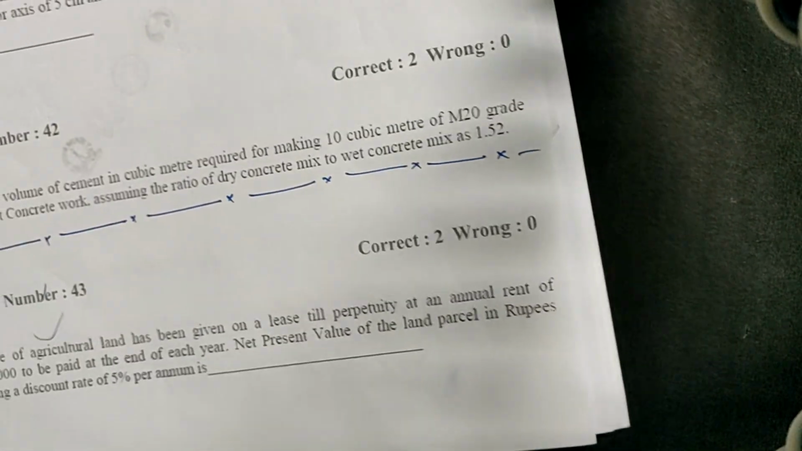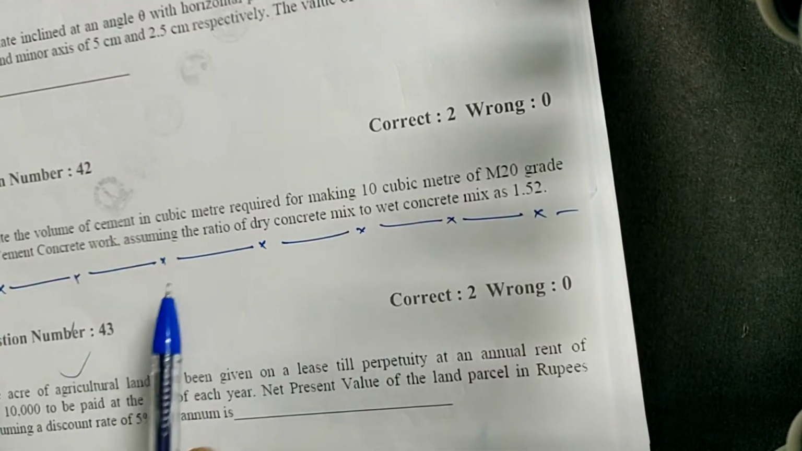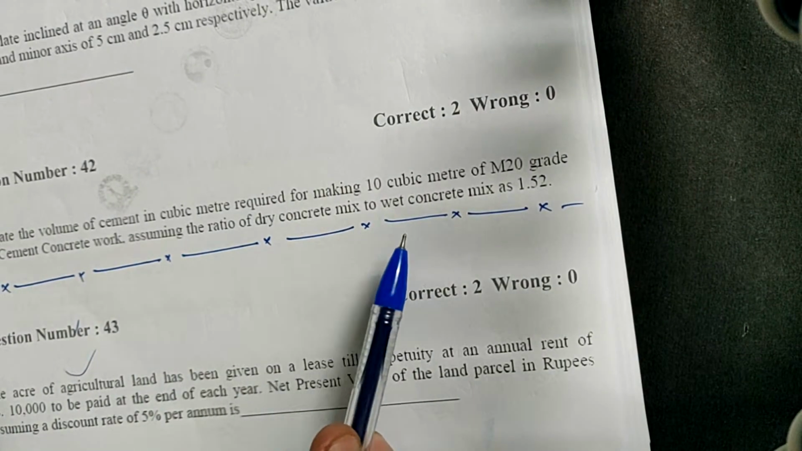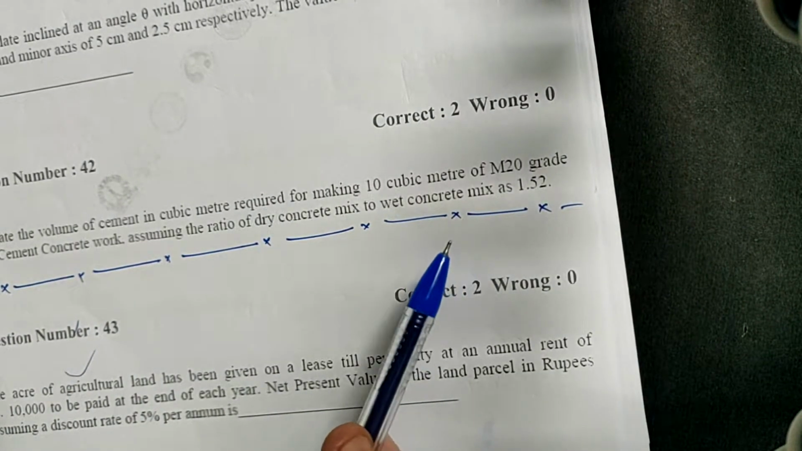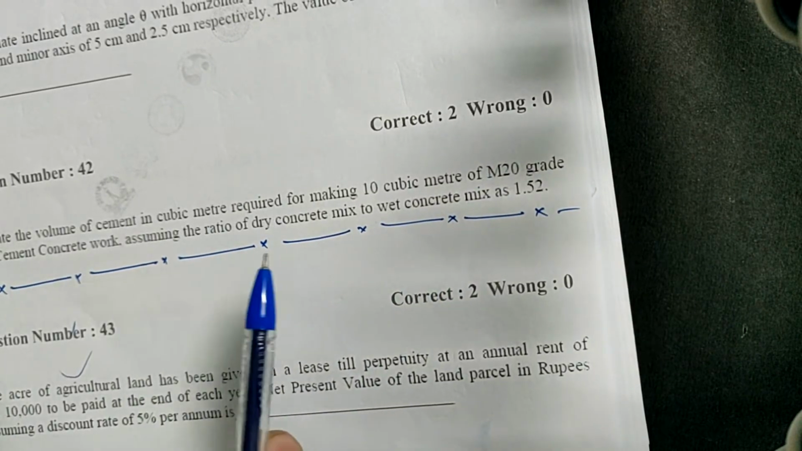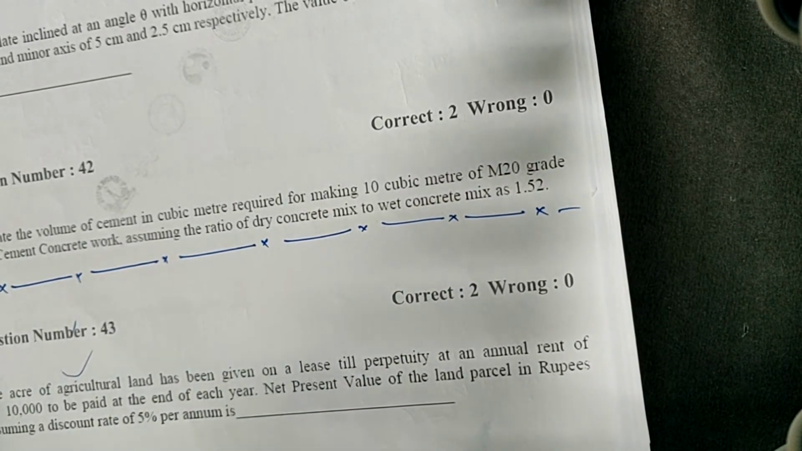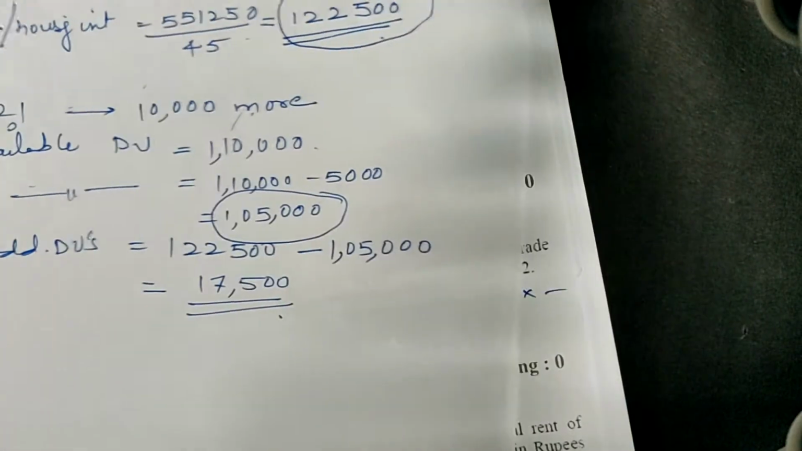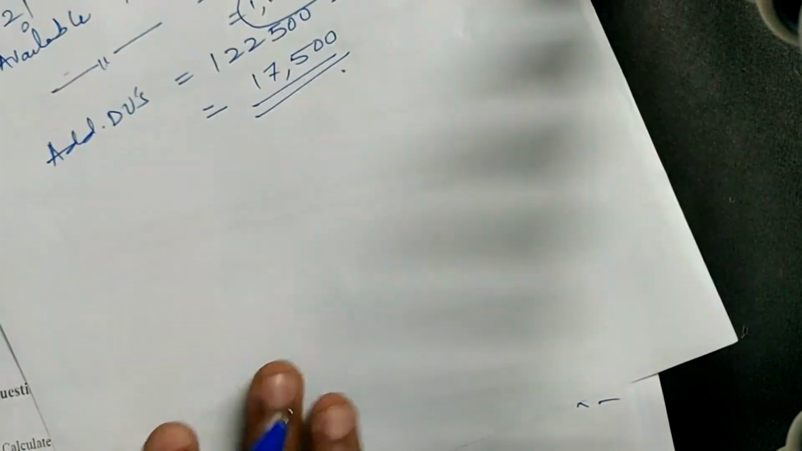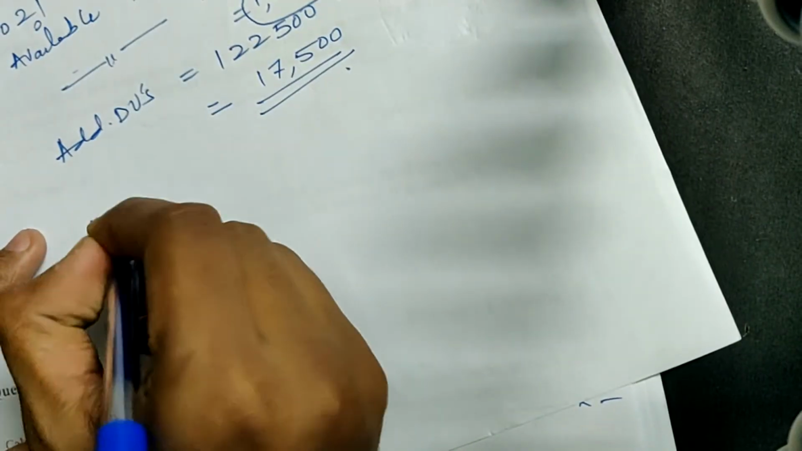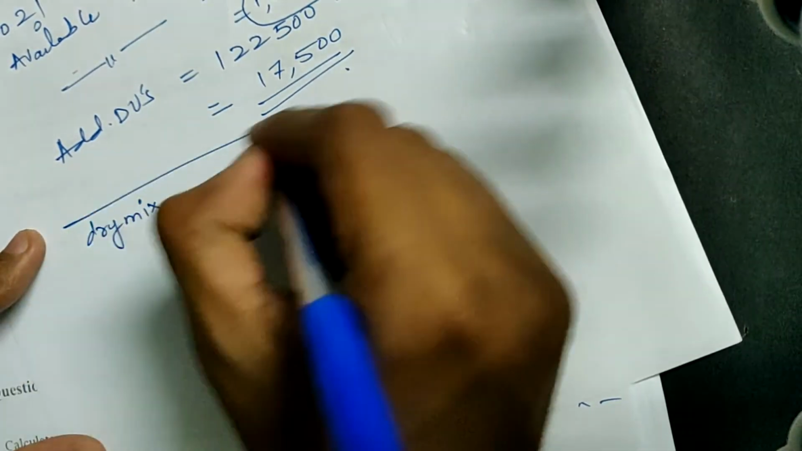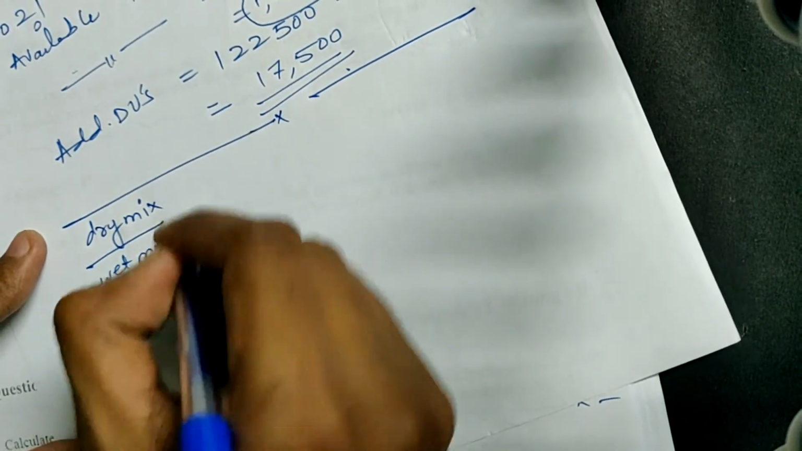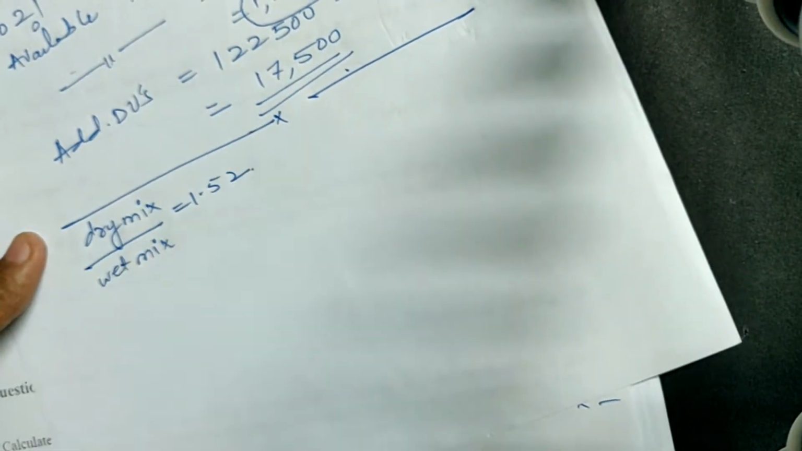The next question is, calculate the volume of cement in cubic meters required for making 10 meter cube of M20 concrete, and you have a ratio of dry concrete to wet concrete as 1.52. So let us solve this. Your dry mix by wet mix is 1.52.